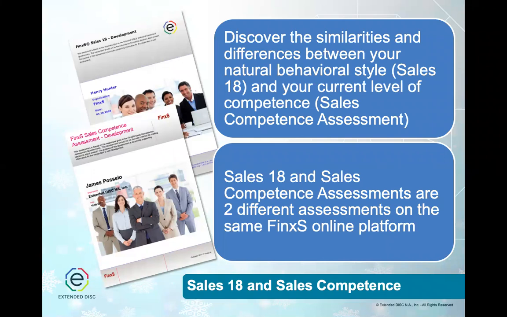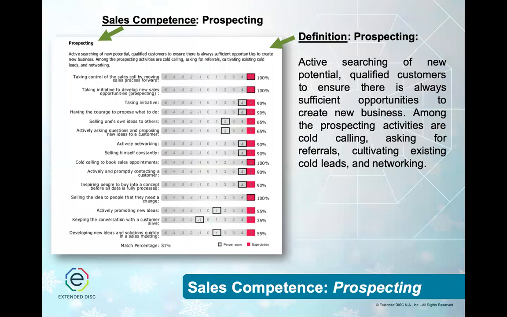Okay, so let's go back to what we're here for today, which is the Sales 18 report. Let's take a look at it. Here is one of the competences. This is just one page of the report, looking at the prospecting competency and where the person is in terms of their hardwired behavioral style. Obviously, this happens not only in sales, but in almost every profession. We want people who are perfect, the Superman or Superwoman, the superhero who is able to do everything.